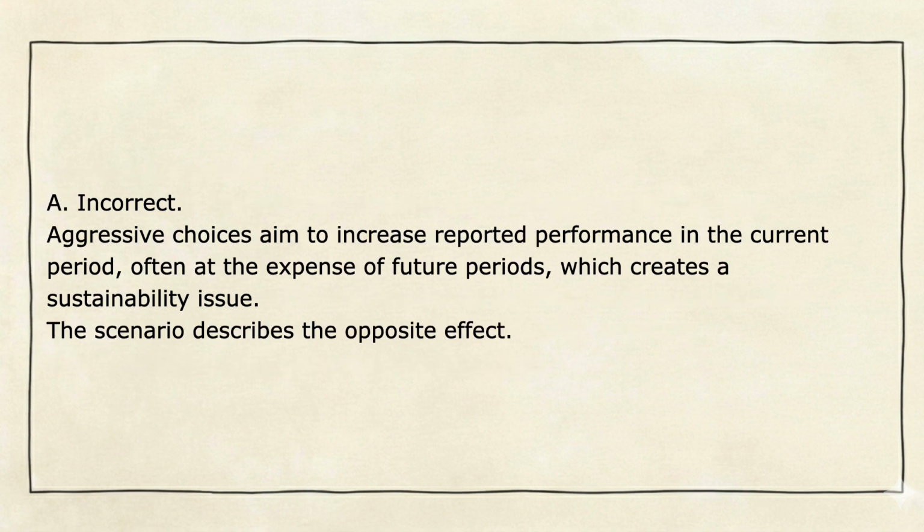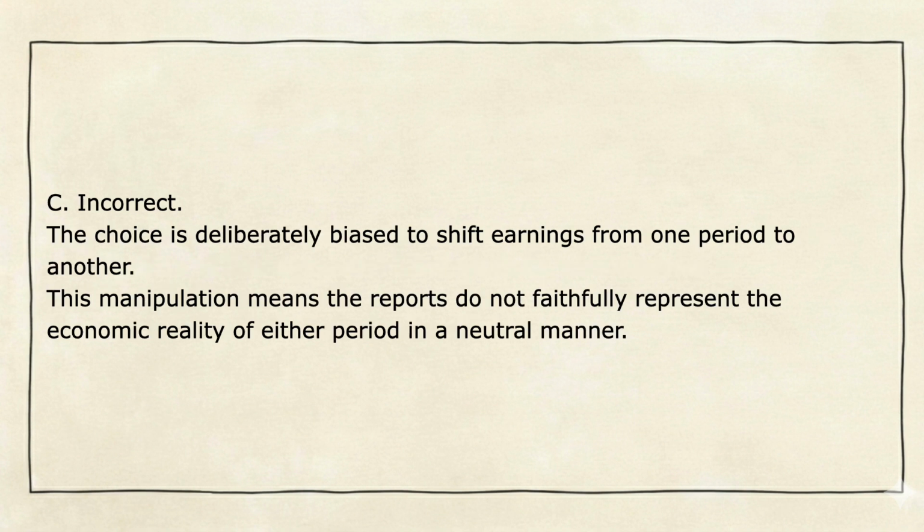A. Incorrect. Making aggressive choices can boost how well you're doing right now, but it might not be great for the future, which could cause problems down the road. However, the scenario we're looking at is the opposite. C. Incorrect. It seems like the choice is intentionally skewed to move earnings around from one time to another. This kind of manipulation makes the reports not accurately show what's really happening in either period, without any bias.